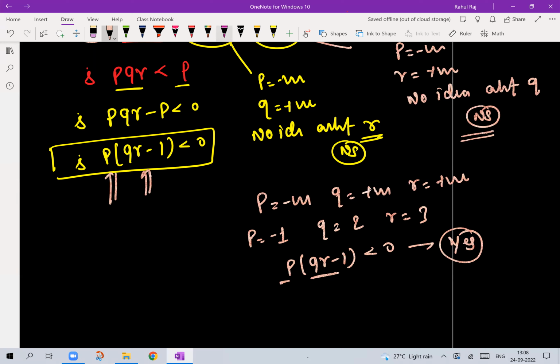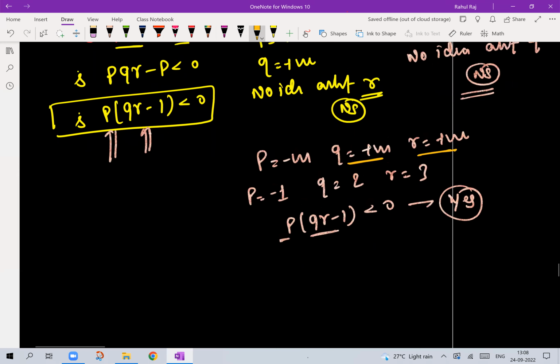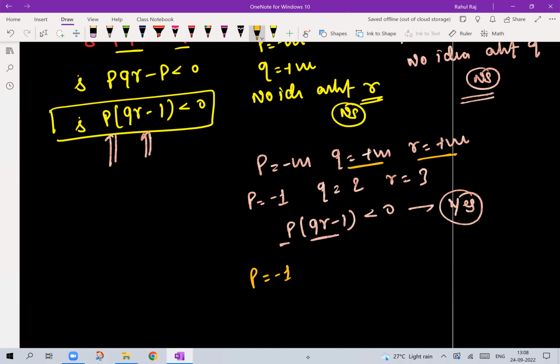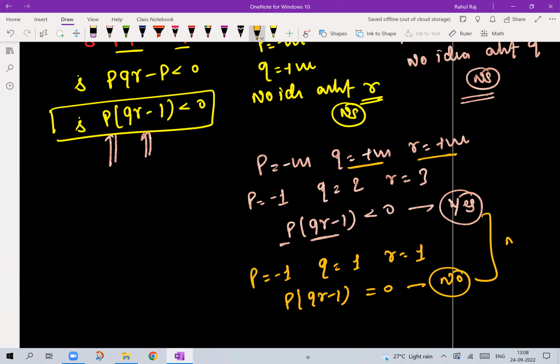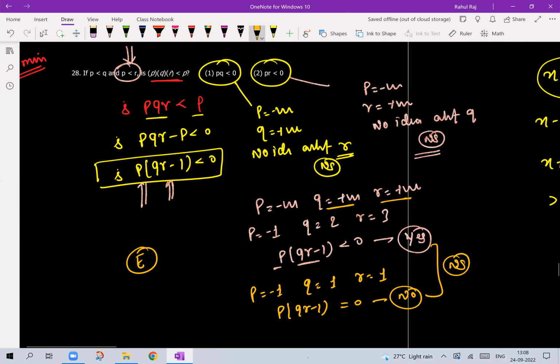I know that Q is positive, R is positive. Imagine if Q is equal to 1 and R is equal to 1, my entire sentence collapses, right? Imagine I take P is equal to -1. This is my second case; I'm trying to create a no situation now. If I take Q is equal to 1 and R is equal to 1, because what is given to me is that QR is positive, I can take any positive value of Q and R. So P -1, Q 1, R 1, what does this mean? P into QR minus 1 is equal to 0, which is a no situation. I have a yes and a no situation. I can straight away say not sufficient. So E is the answer. Anyone, any doubt, please tell me.